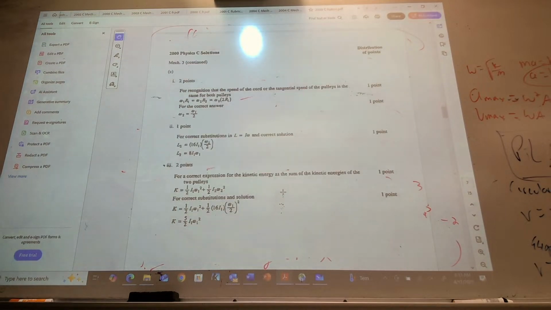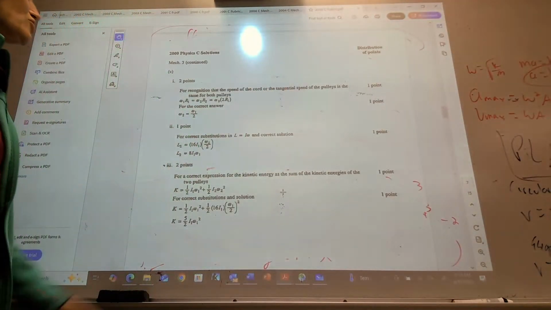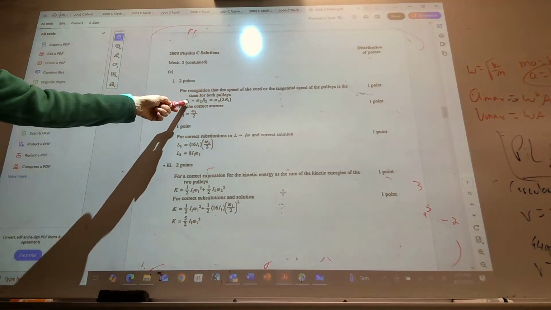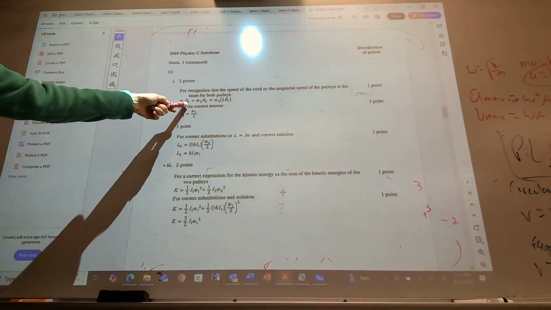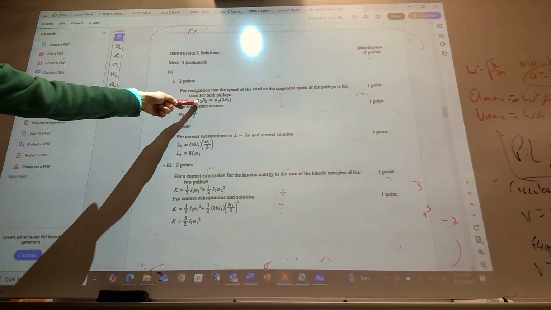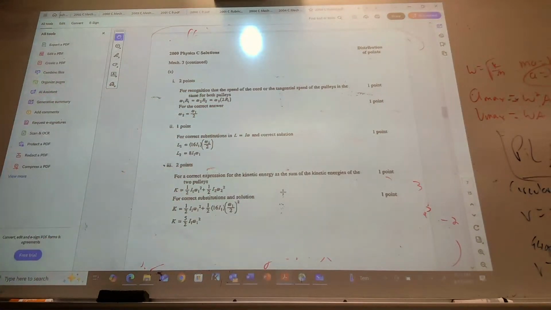After that last page, it got harder. You have to recognize that the tangential speed for both is v, so it's omega times R for both pulleys, omega 1, R1. They have the same tangential speed. So therefore, you can write this equation. If one has twice the radius, then omega is going to be half as much.